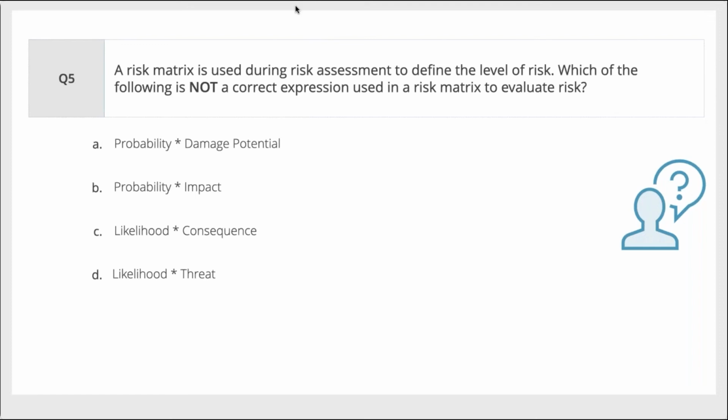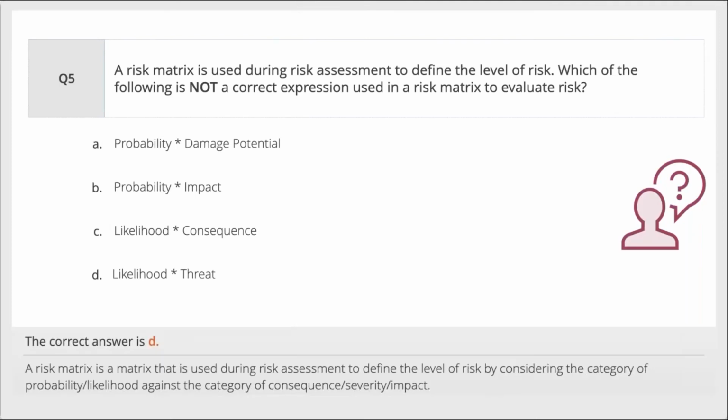I think I can see most of you correct. Some of you are not, but you need to understand these. So the answer is D, likelihood into threat exploiting the vulnerability. The vulnerability is missing here, right? Probability and likelihood are synonyms. Damage potential, impact, consequences are all synonyms again. So A, B, C are pretty much the same thing, right?